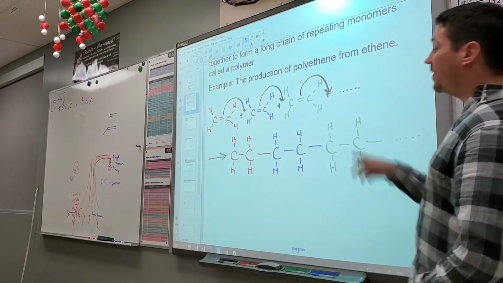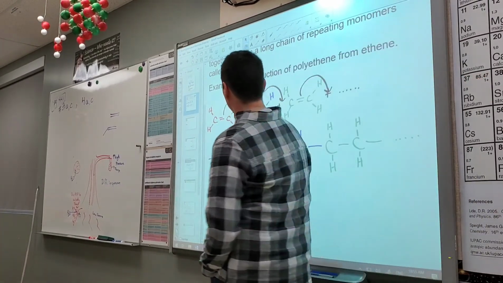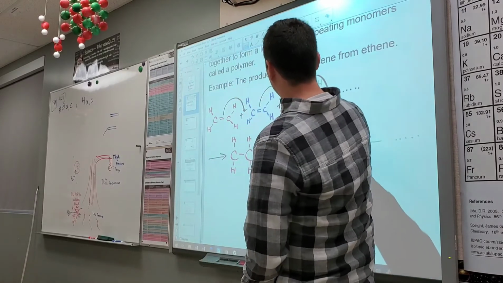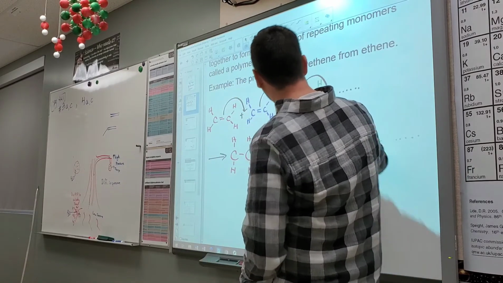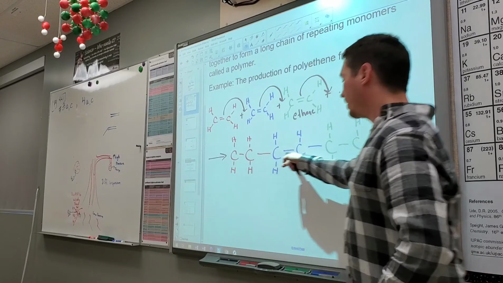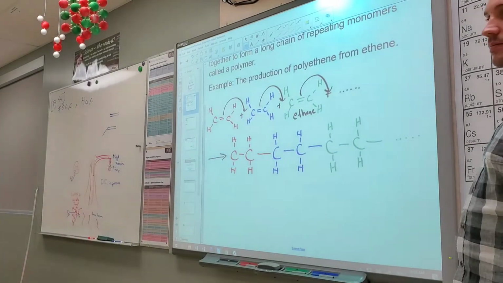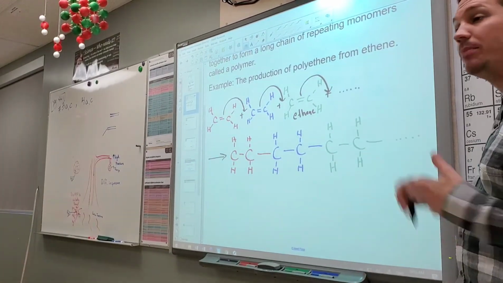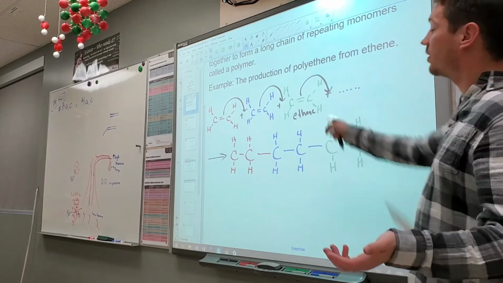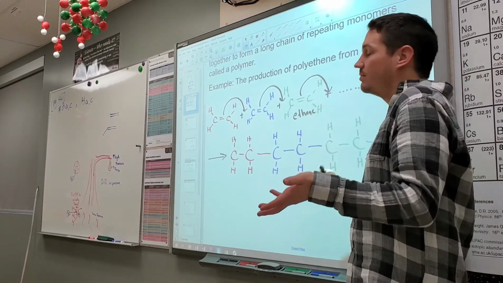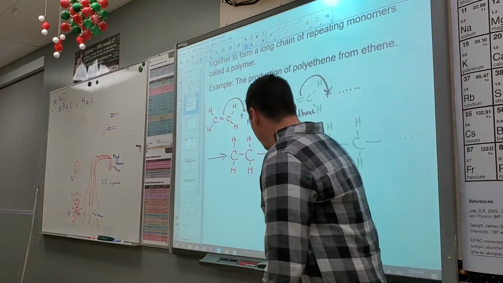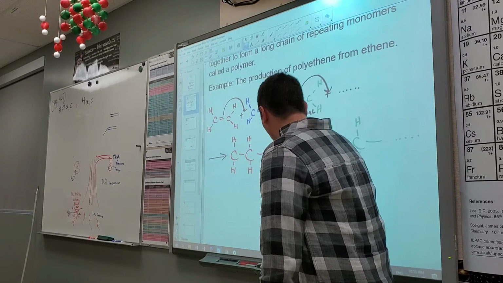So these are ethene molecules. Every single one of these are ethene. But when I string them all together, what are we going to call this now? Polyethylene, right? Because we could call this ethylene. That's the same name. So this is polyethylene.